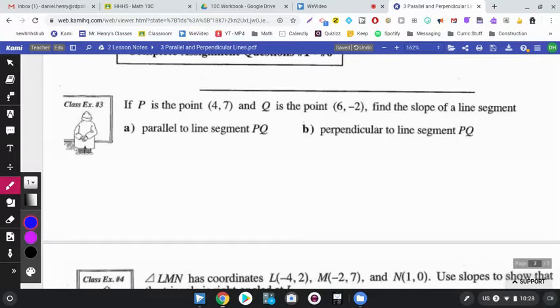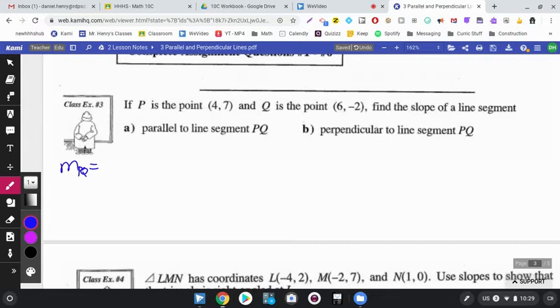If P is the point (4, 7) and Q is the point (6, -2), find the slope of a line segment, A, parallel to the line segment PQ, and then B would be perpendicular to the line segment PQ. Well, the first thing I'm going to do is find the slope of PQ, and I'm going to do that using the slope formula.